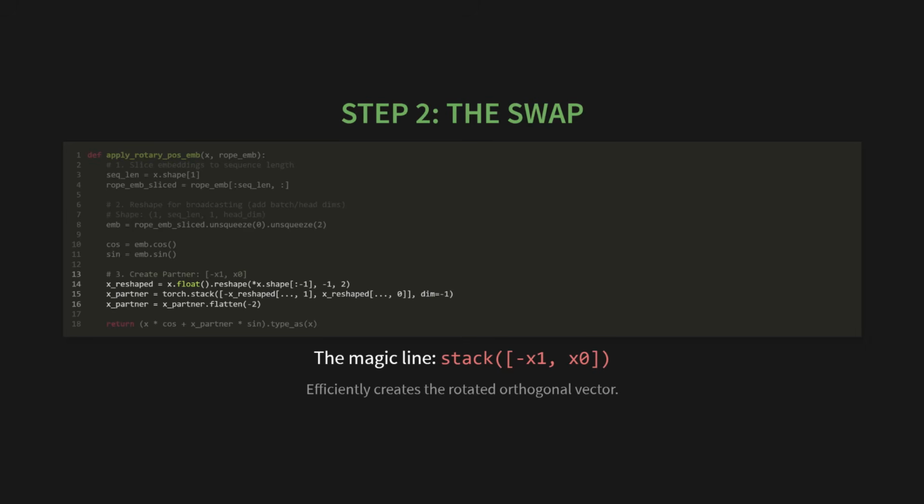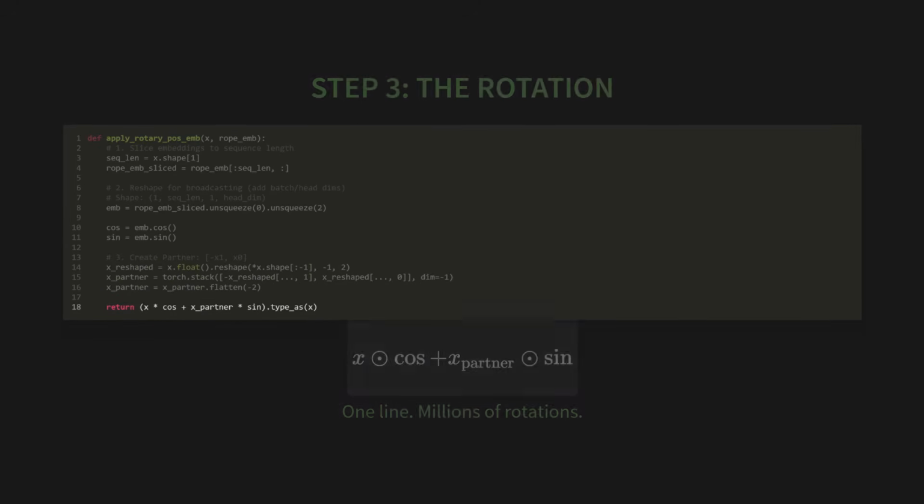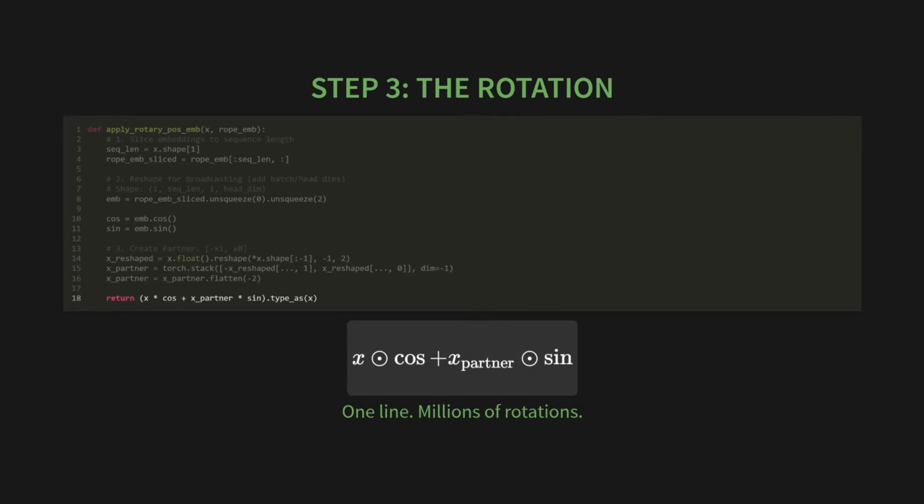Okay, now for step 2, the swap. This is the magic line right here. We reshape x to view it in pairs, and then torch.stack with negative x reshaped 1 and x reshaped 0. This is it. This one elegant line creates that special partner vector, that negative x1, x0 for every single pair, across every head, across the entire batch, all in one go.